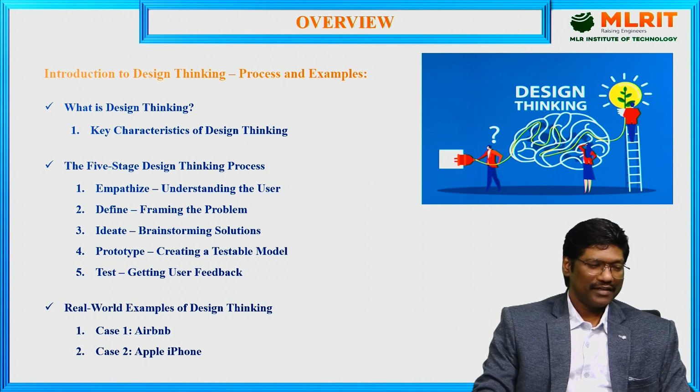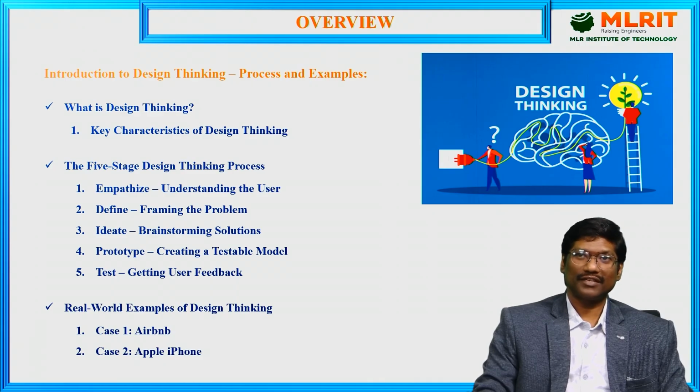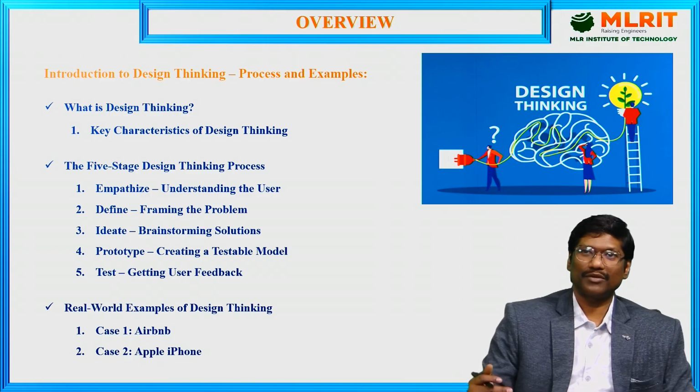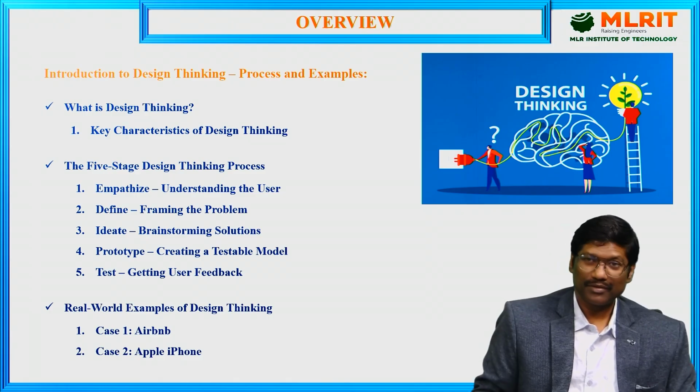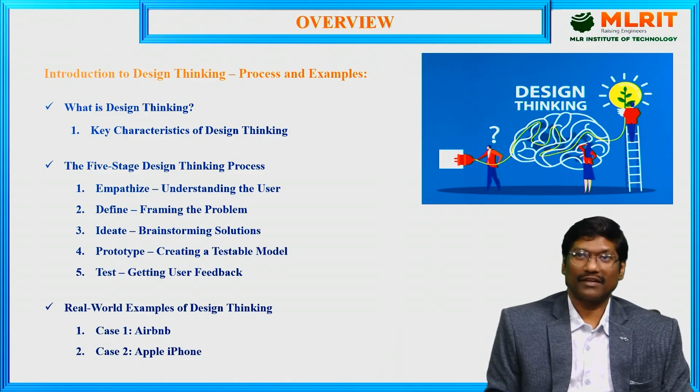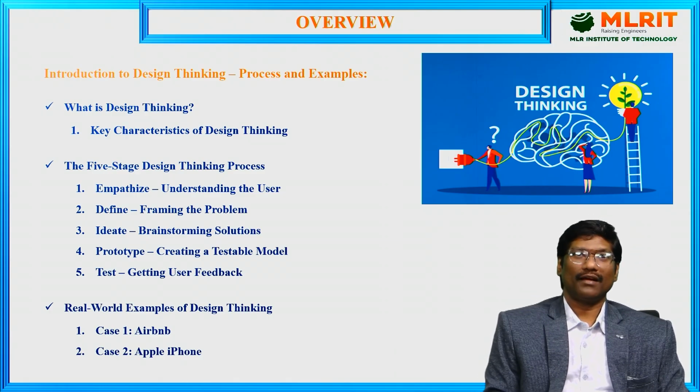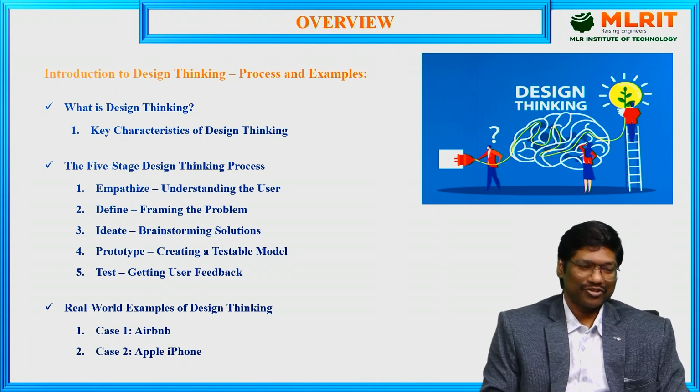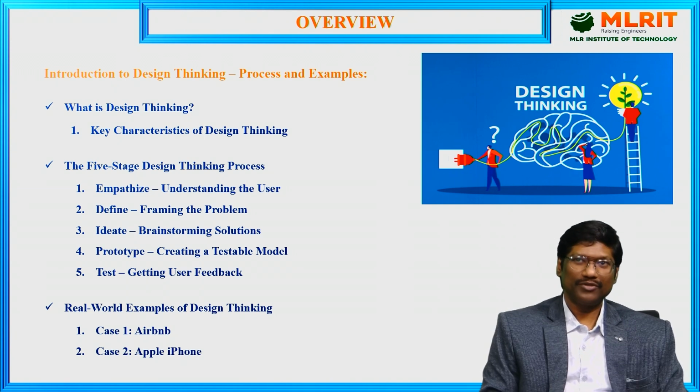And the second one is the 5-stage design thinking process. There are 5 stages in which the design thinking process goes, right? First one is empathize, understanding the user. It is very important, right, for understanding your customers, who are your potential customers. Maybe you need to understand their behavior, what they wanted to achieve, what they wanted to do, right? You need to understand the psychology of your users basically.